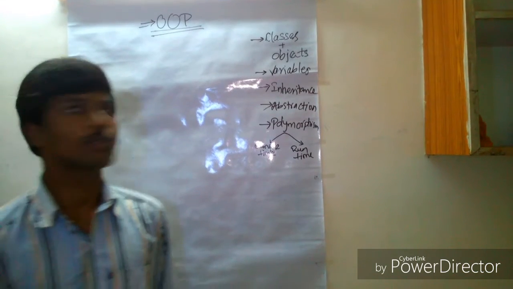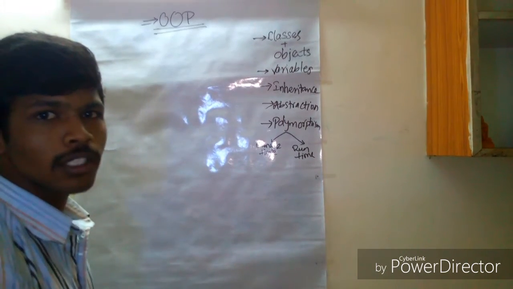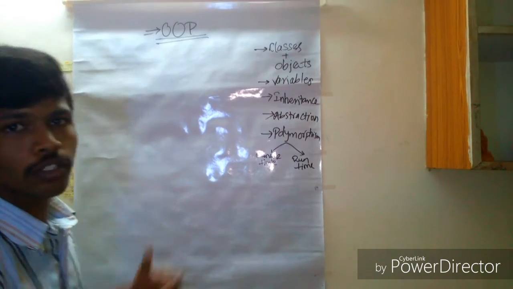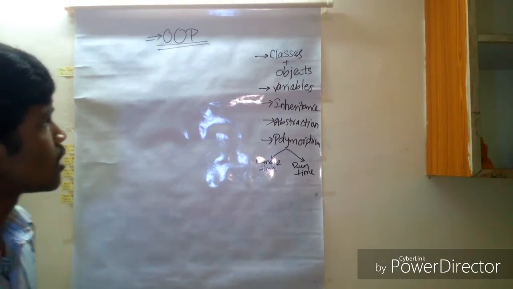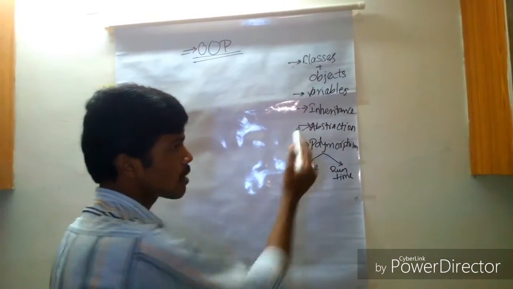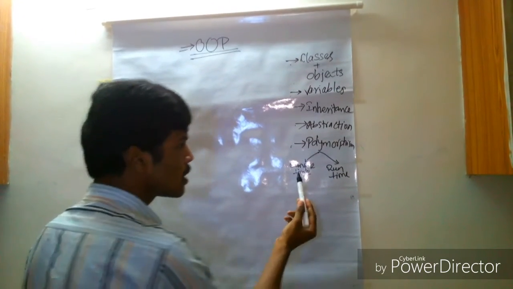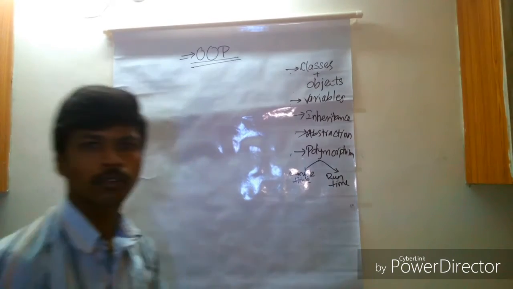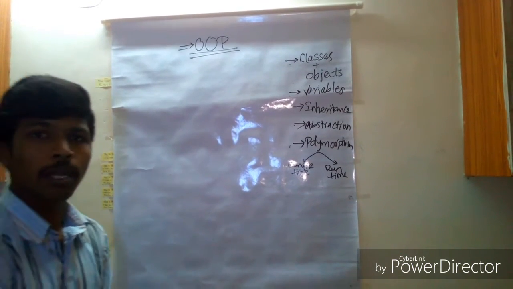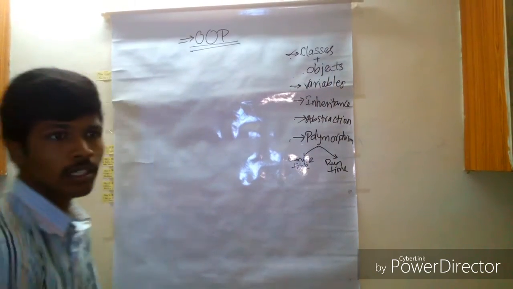Hello guys, in this video we are going to see object-oriented programming. In this playlist we will be having all the videos related to object-oriented programming, the concepts which are, and later we are going to look after the concepts of classes, objects, variables, inheritance, abstraction, and polymorphism, and different types of polymorphism. What is compile-time polymorphism, runtime polymorphism? We are going to look after these concepts. But in this video we are going to see the first thing: what are classes, objects, and variables.